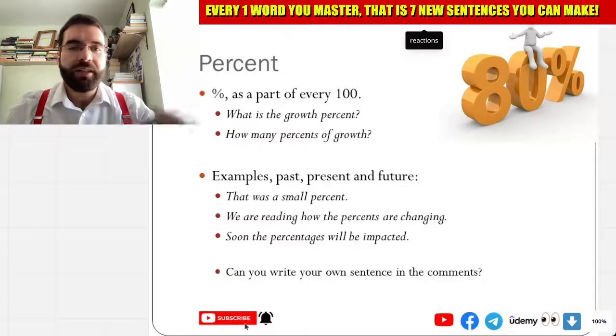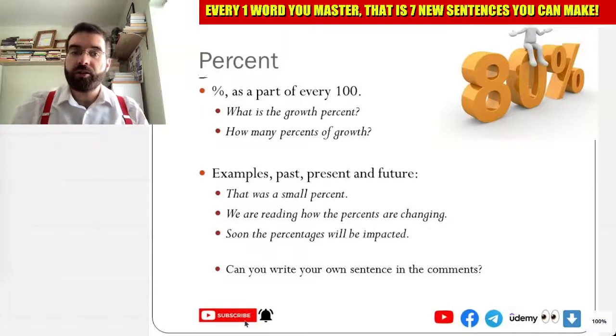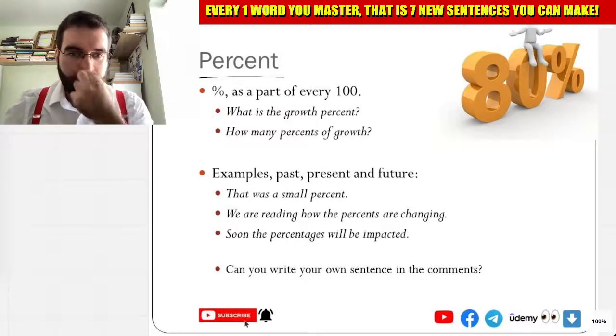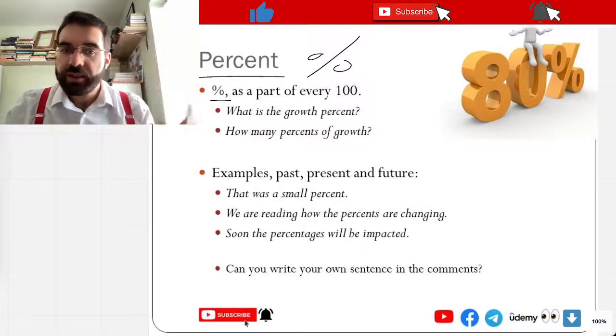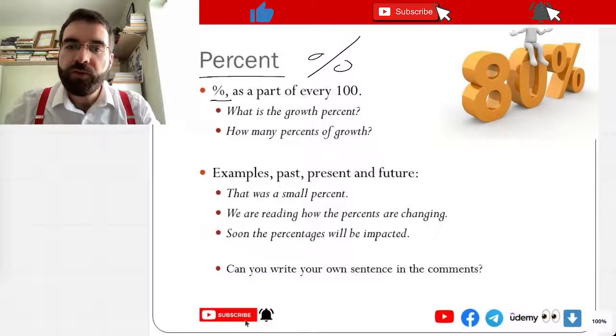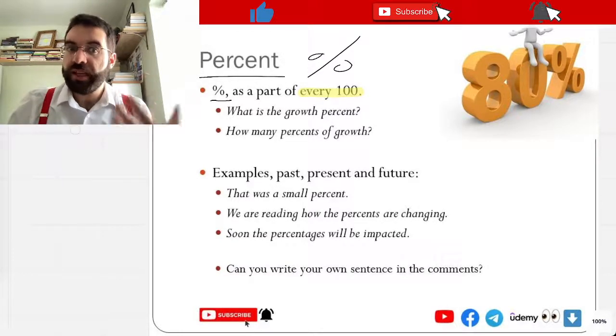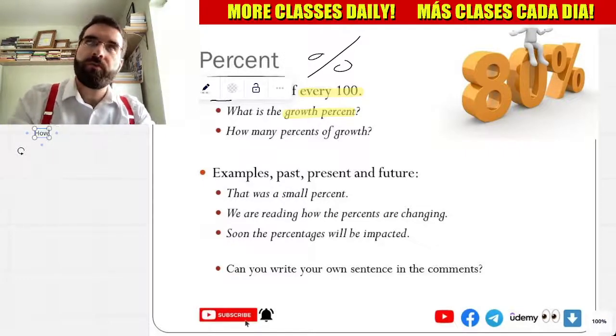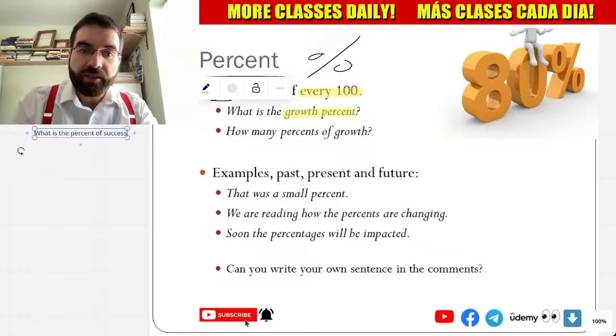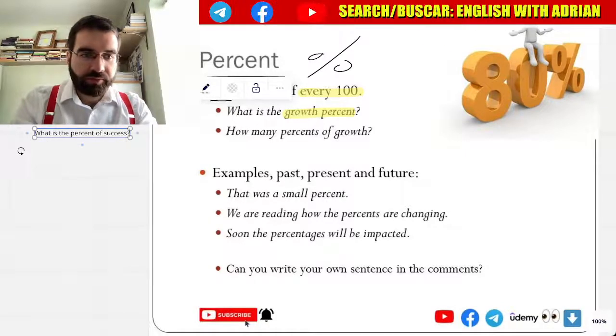So let's look at today's Monday noun. Percent. Percent. As a part of every 100%. What is the growth percent? What is the percent of success? What is the ROI percent?